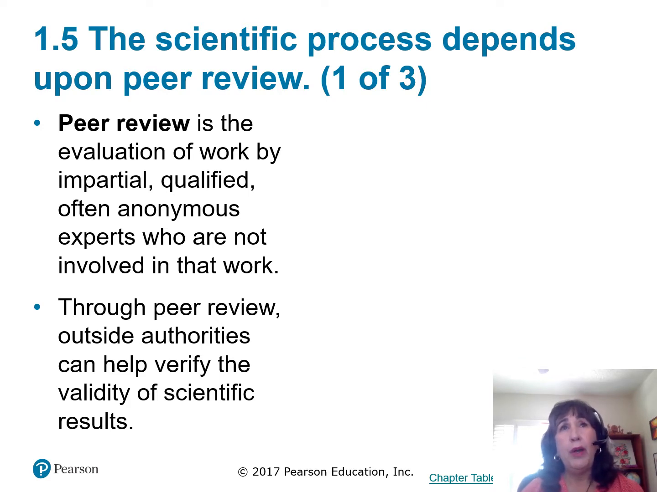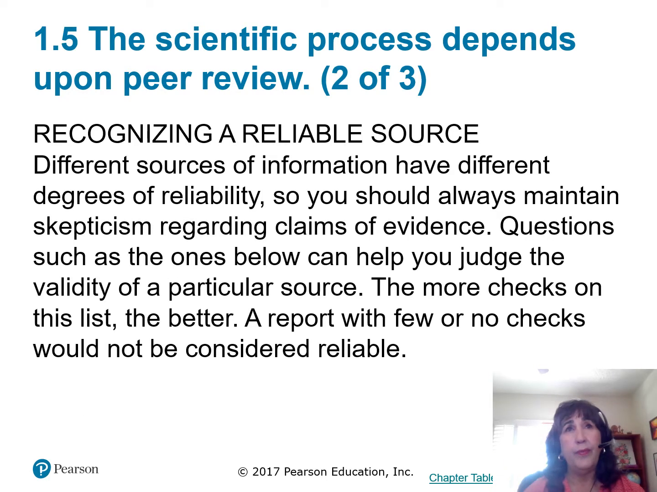The scientific process depends on peer review. So what is peer review? Peer review is the evaluation of work by impartial, qualified, and often anonymous experts who are not involved in that particular experiment. In other words, when scientists submit their articles to a journal, there's a panel that actually reviews their manuscript. Through peer review, outside authorities can help verify the validity of scientific results.